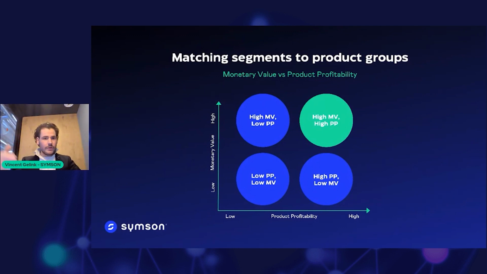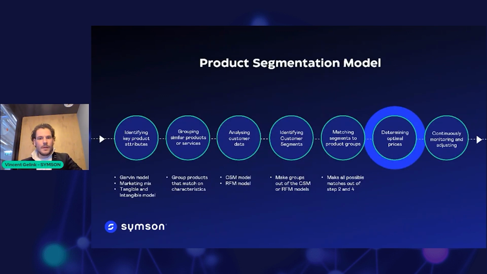But it gives you a great overview to understand where my product customer group combinations are placed within my organization, and to really understand what their position is so that you can start learning about how you want to execute the price strategy around that. And then we, of course, want to optimize that. And that is where we move towards determining the optimal price.